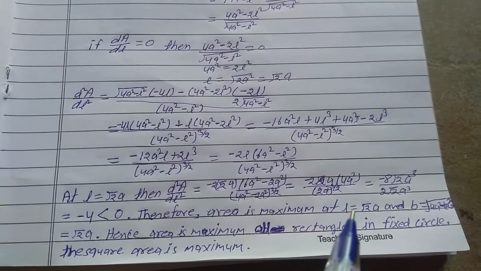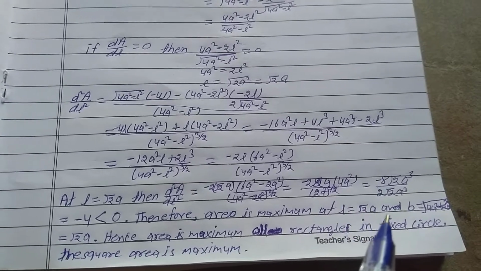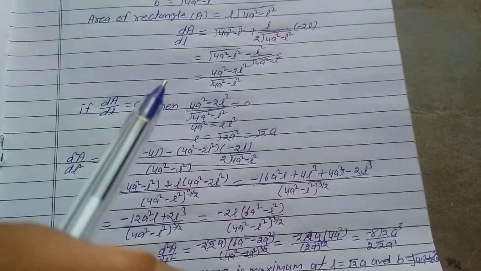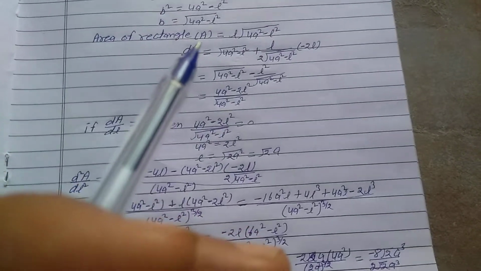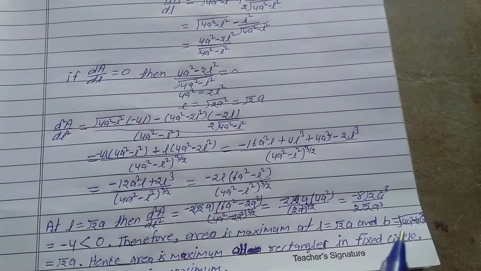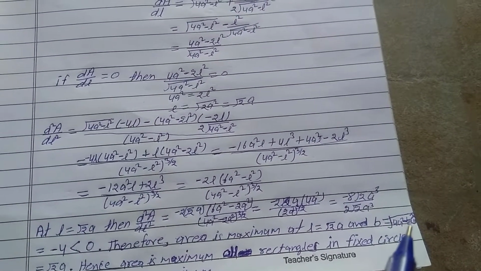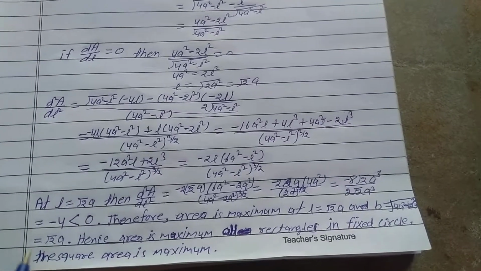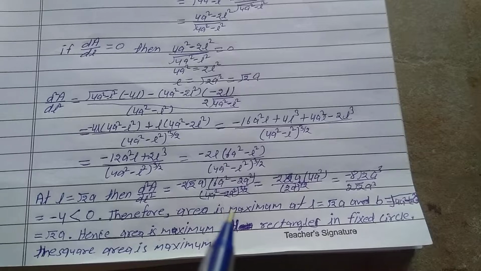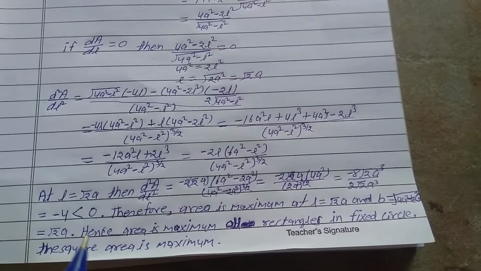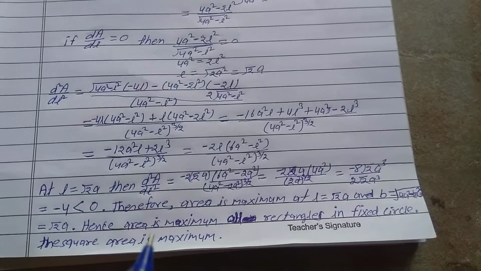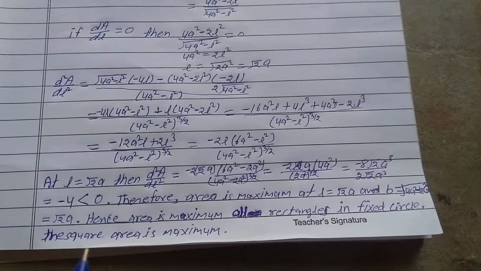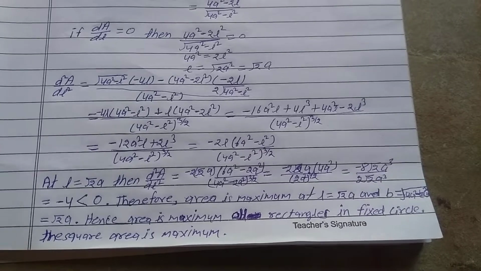Therefore area is maximum at L is equal to root 2 A, and for the B value, put the L value in B is equal to root of 4A square minus L square. So B is equal to root of 4A square minus bracket of root 2 A whole square, so is equal to root 2 A. Means L and B values are the same, that is the square. Hence area is maximum for squares. In a fixed circle the square area is maximum. That is the solution.